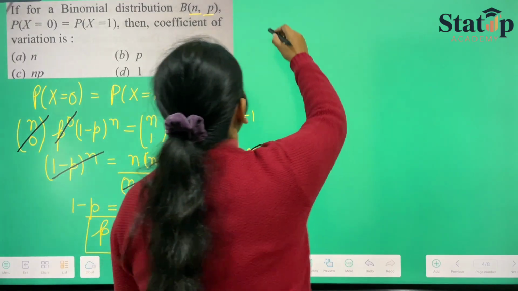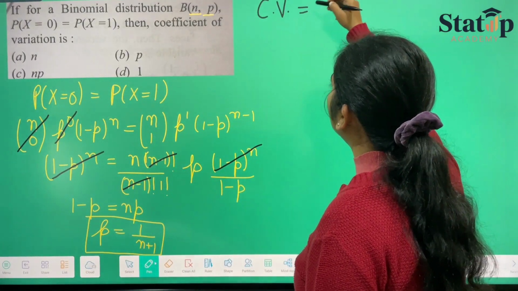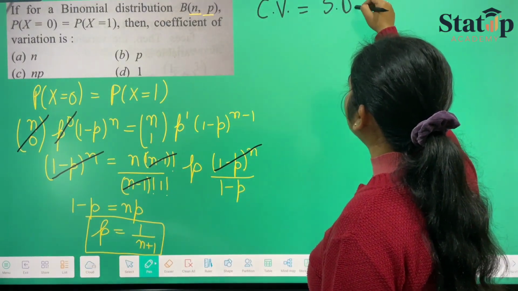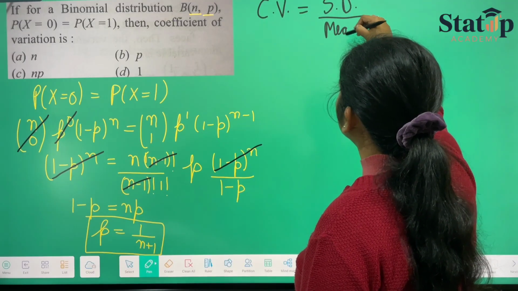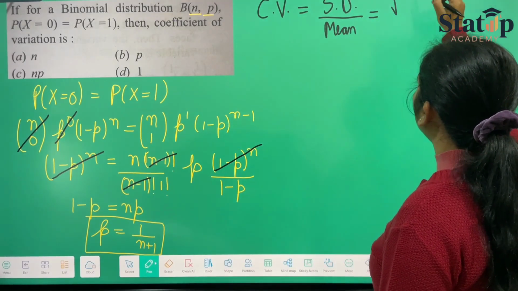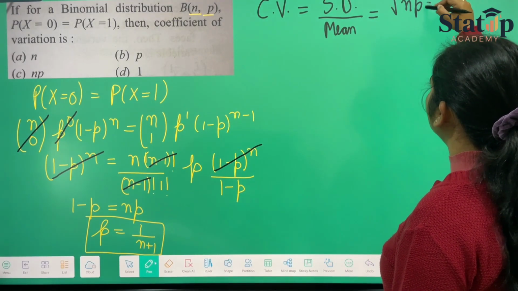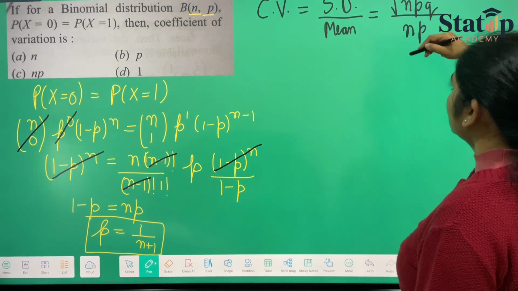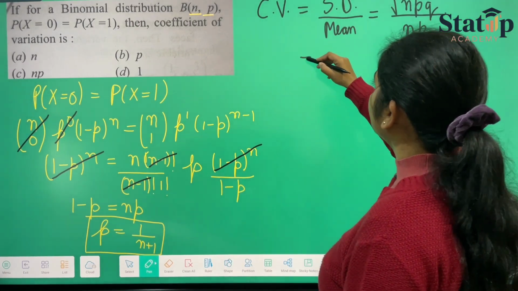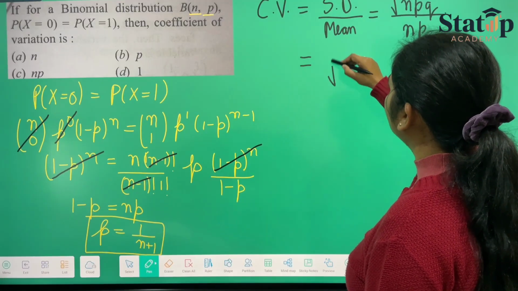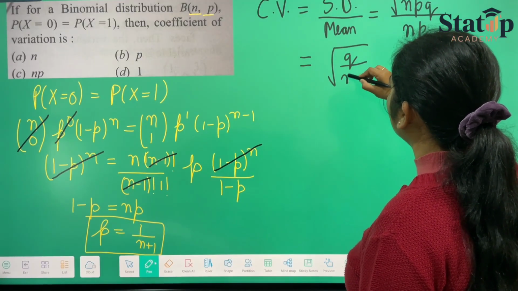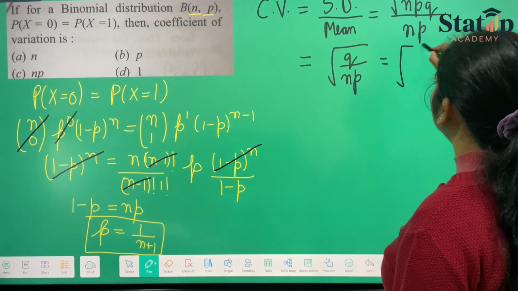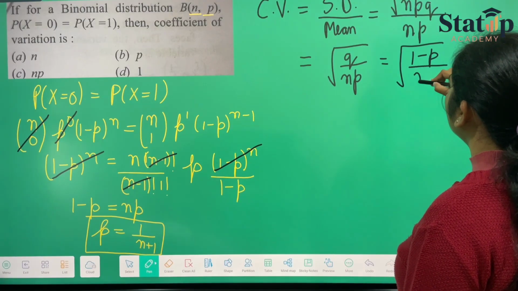Now, coefficient of variation, I have told you that it is nothing but standard deviation upon mean. Standard deviation has the formula under root of variance, which is npq, and mean has the formula np. So if we notice this, then it will be under root of q upon np, or simply under root of 1 minus p upon np.